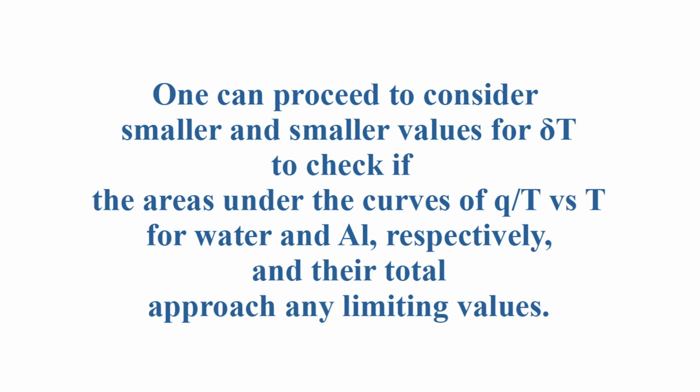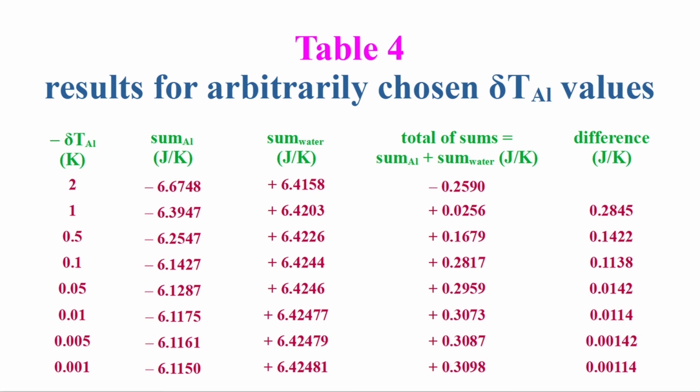Everyone with a knowledge of Riemann sums knows that if we keep decreasing the value of del T further and further, we would get more and more exact value for the area under the curve. In other words, the values would approach a limiting value. Table 4 shows some sample results for certain arbitrarily chosen values of del T for aluminum.